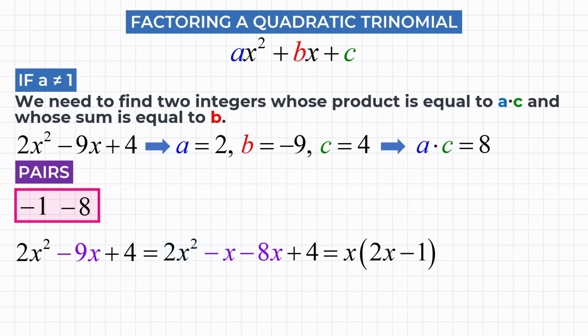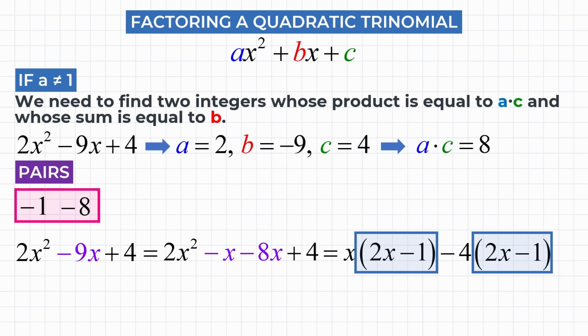Now we take the GCF in the last two terms in order to get 2x - 1 in parentheses. We take -4. Now we can factor 2x - 1, that is the common factor of these two products. We get (2x - 1)(x - 4).